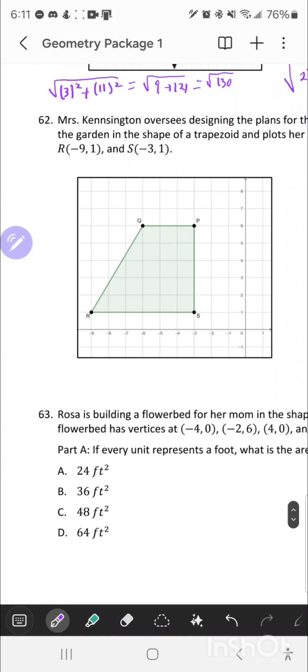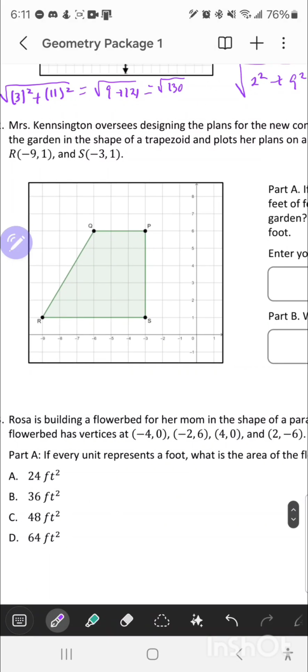Now keep going. 62. Oh, I think this area. Good, let's see. Okay.